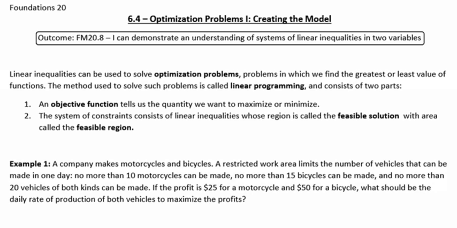6.4, Optimization Problems Part 1, which is creating the model. Linear inequalities can be used to solve optimization problems, which are problems in which we find the greatest or the least value of functions. The method used to solve each such problem is called linear programming and consists of two parts. The first part is to create an objective function, which tells us the quantity we want to maximize or minimize. And then there's the system of constraints, which consists of linear inequalities whose solution region is called the feasible region.